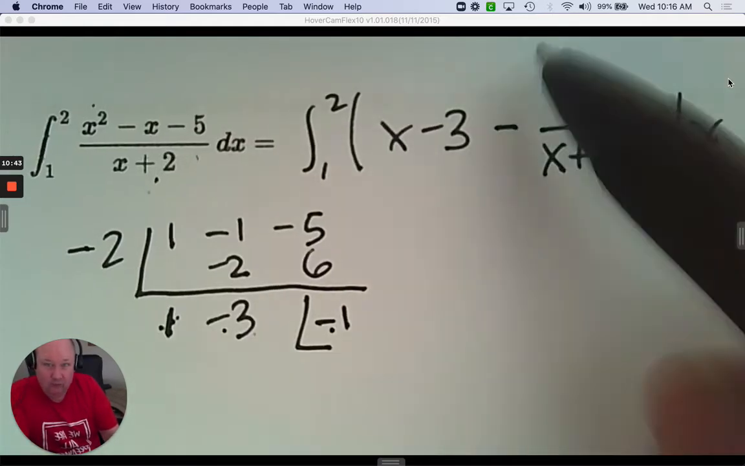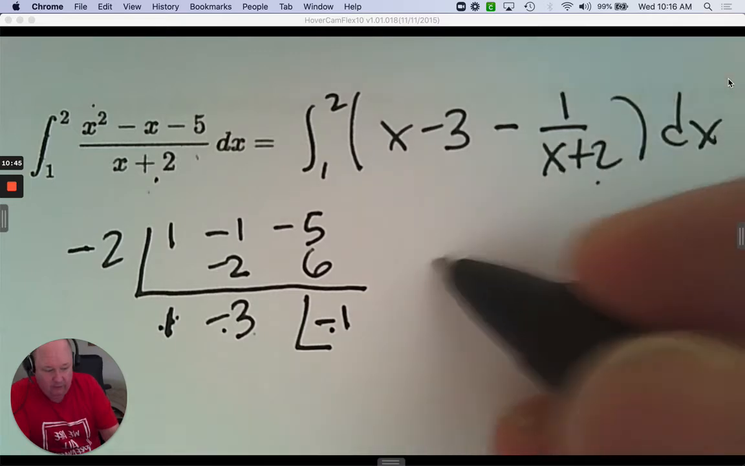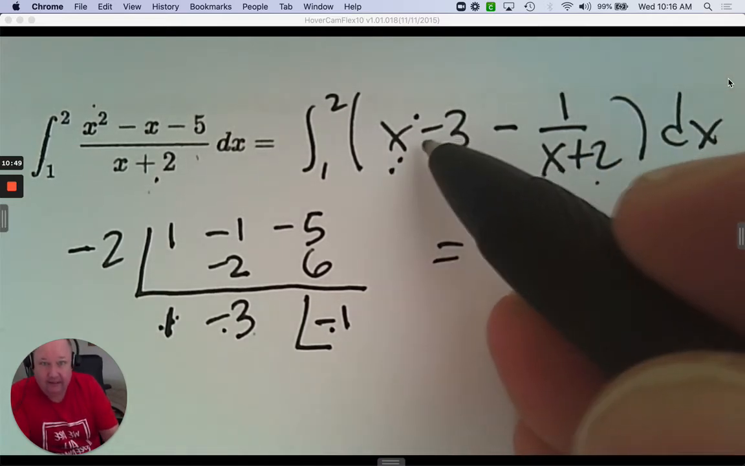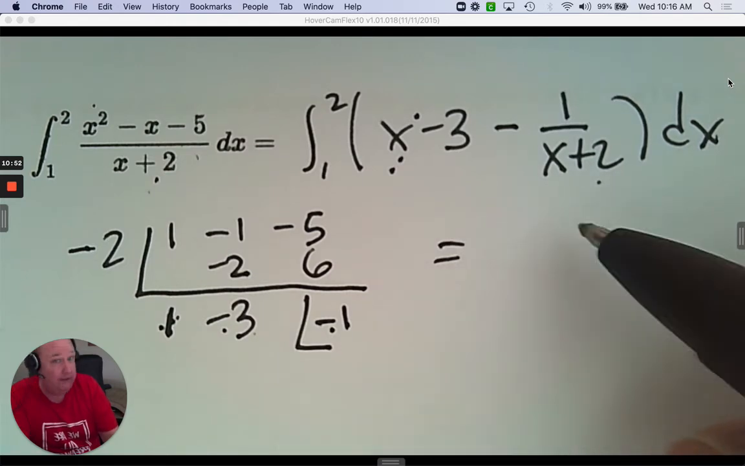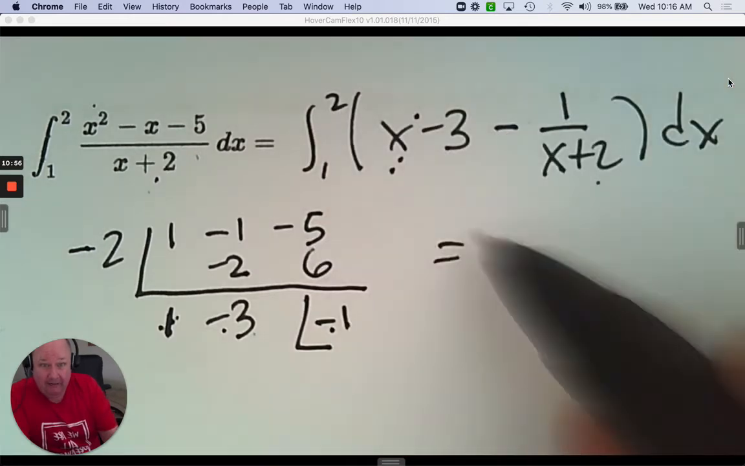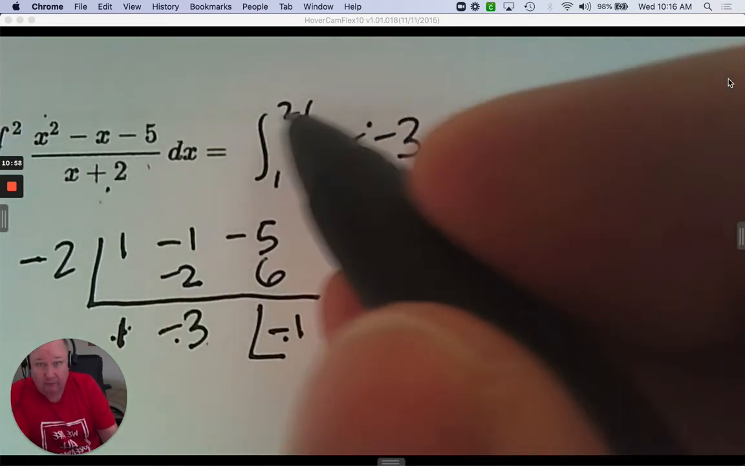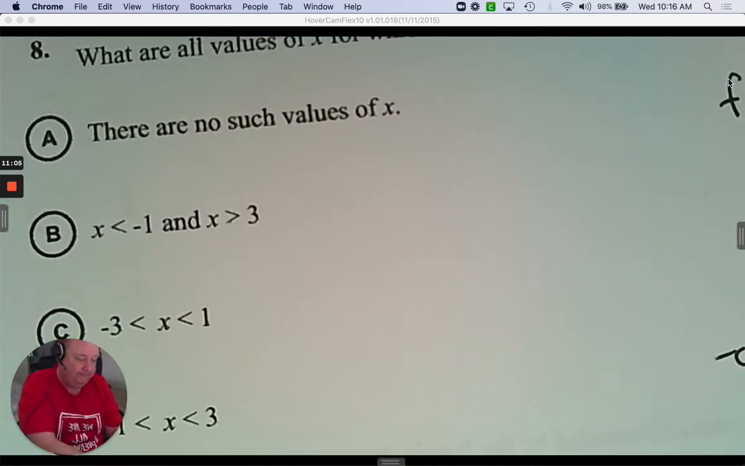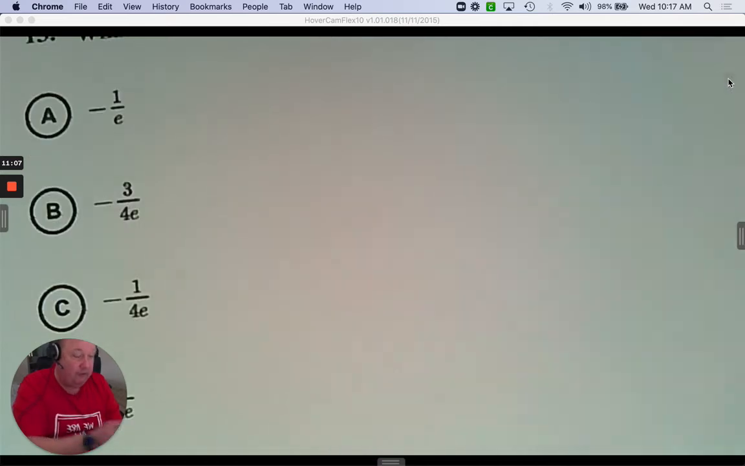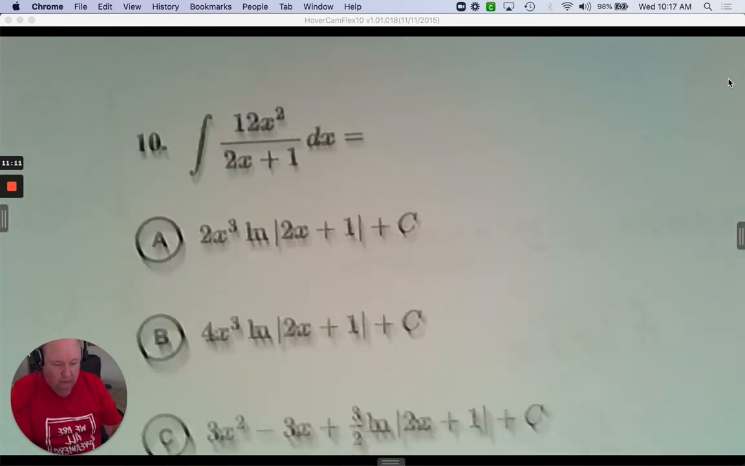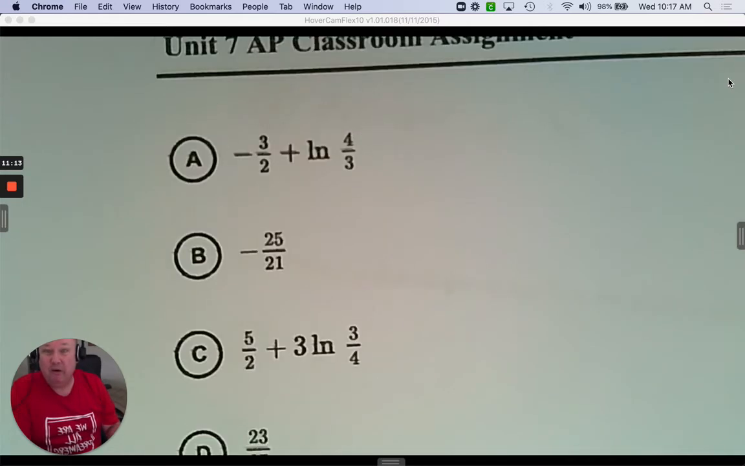Then each one you're going to integrate. For x, you add 1 to the exponent and divide. Negative 3 is just negative 3x. And then this is going to be a logarithm. After you do the integrating, you're going to plug 2 in, plug 1 in, and subtract, and then turn the page to find the answer. Make sure you show your work. And then one of those answers will match.